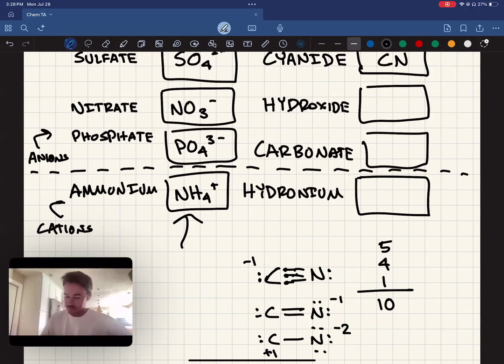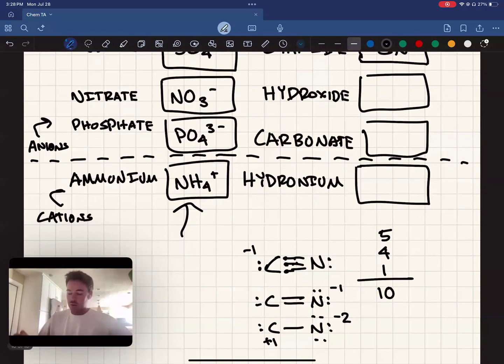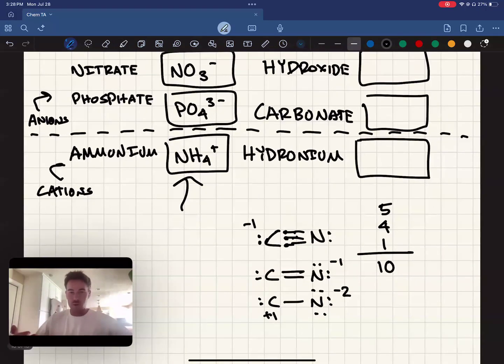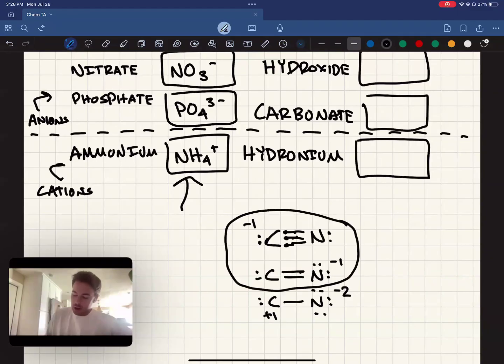Okay, so these are all technically resonant structures of cyanide. The most stable resonance structure is the one with the least amount of formal charges. In this case, it would be these two. But I'm pretty sure, I don't actually know this exactly, that this one's more stable because carbon holds the negative charge a little bit better than nitrogen. Both of these are right though.